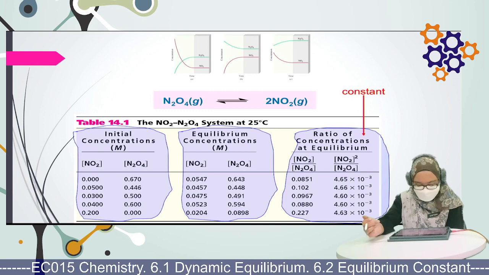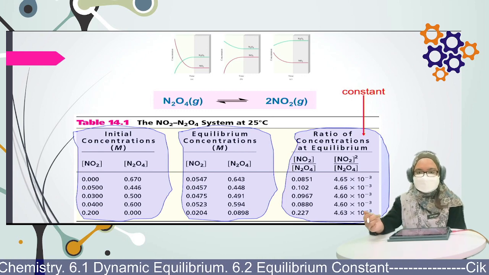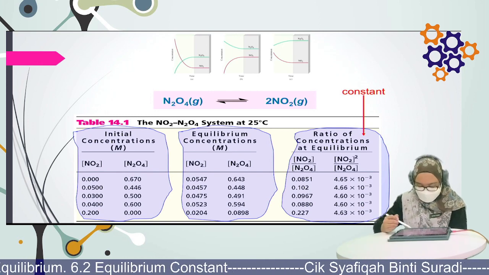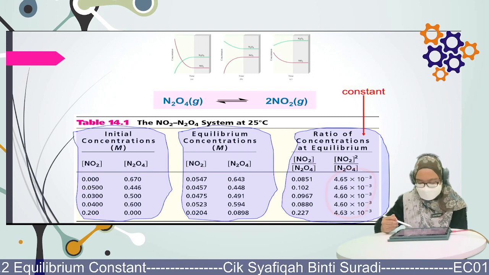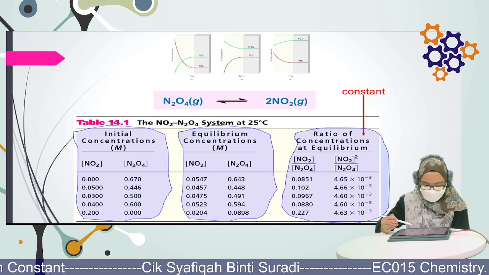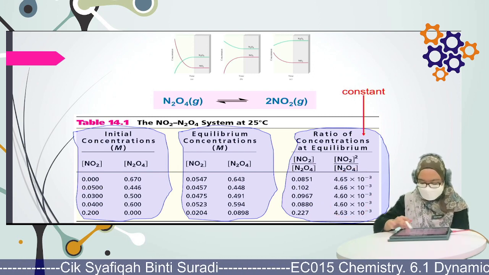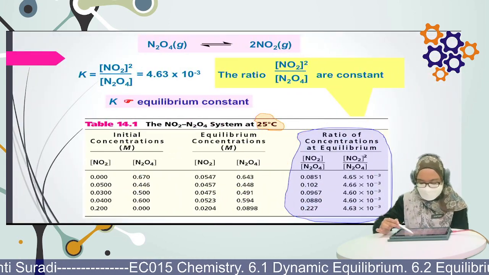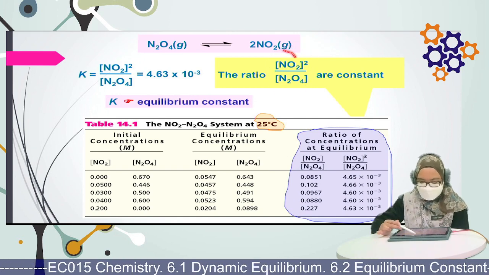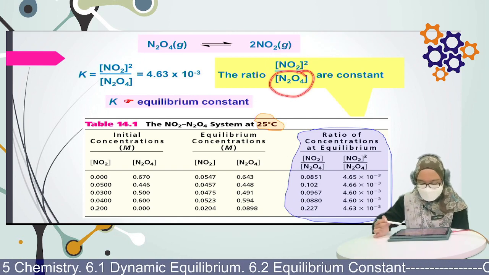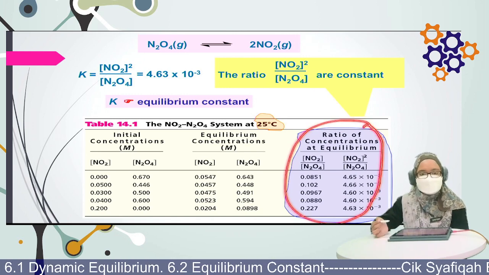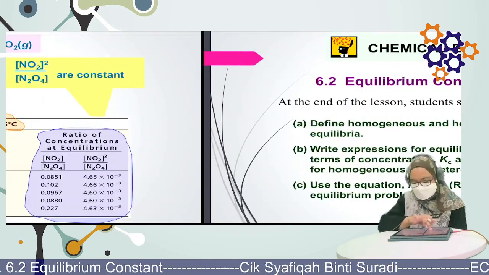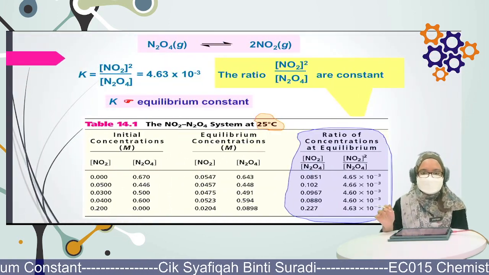Okay, so here they want to show, to prove, that our rate constant is more or less the same throughout the reactions. That is why it is called a constant. So this is the ratio of product over reactant, NO2 squared divided by N2O4, and we get this ratio of concentrations at equilibrium. So basically this is for 6.1.